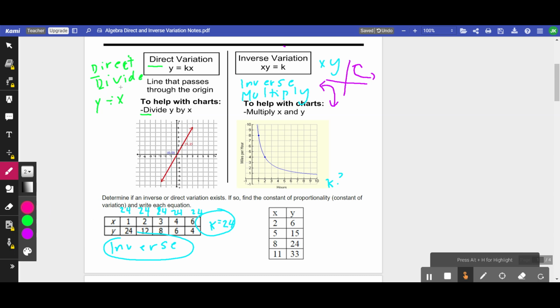This one will probably be direct. So if you want to check for direct, divide, the d's go together. Just make sure when you divide, you divide y by x instead of the other way around. So you can divide that and make sure you have the same thing. So 6 divided by 2, that'd be 3. 15 divided by 5 would be 3. 24 divided by 8 will be 3 also. And then 33 divided by 11 will be 3. So you got 3 the whole way through when you divided. So this has to be direct then.